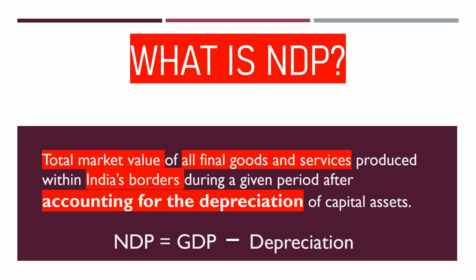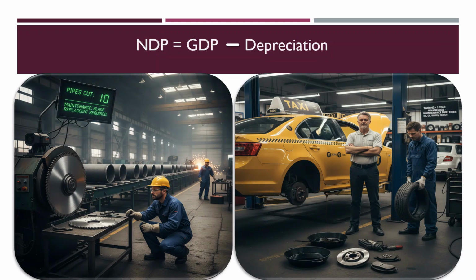You see, GDP is gross. Now it is net. To convert gross to net, what will we have to do? We will have to subtract depreciation of capital assets. We will learn this. So depreciation means the loss of value of fixed assets like machines, buildings, vehicles, etc. over time due to wear and tear, use or obsolescence.